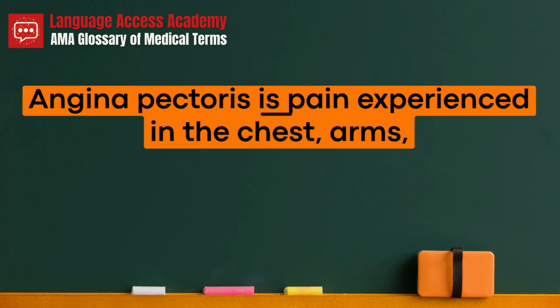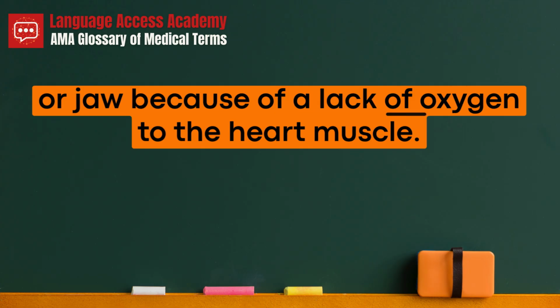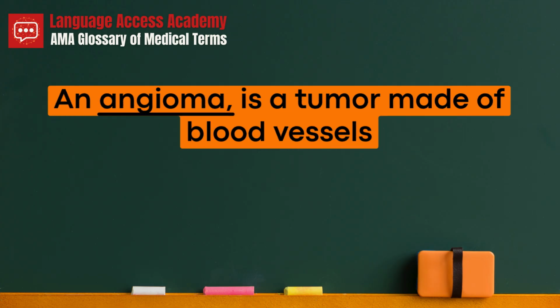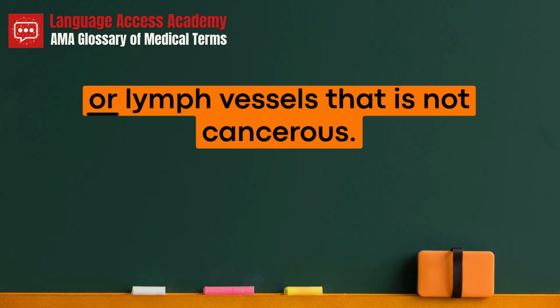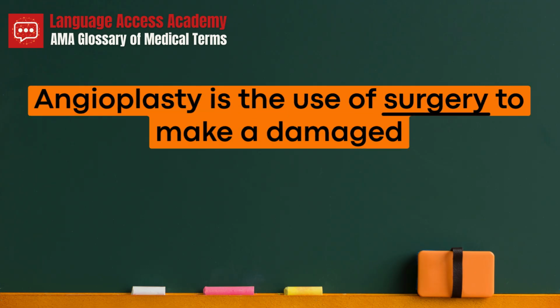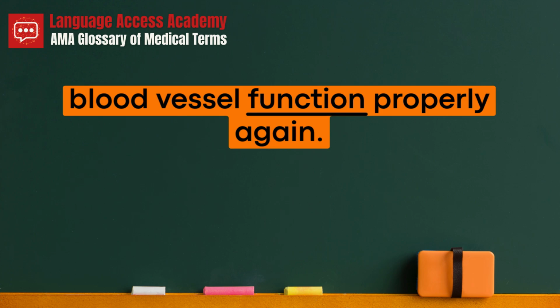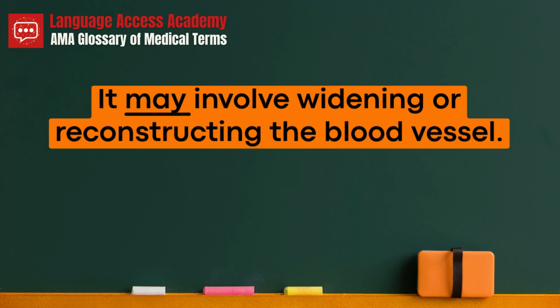Angina pectoris is pain experienced in the chest, arms, or jaw because of a lack of oxygen to the heart muscle. An angioma is a tumor made of blood vessels or lymph vessels that is not cancerous. Angioplasty is the use of surgery to make a damaged blood vessel function properly again. It may involve widening or reconstructing the blood vessel.